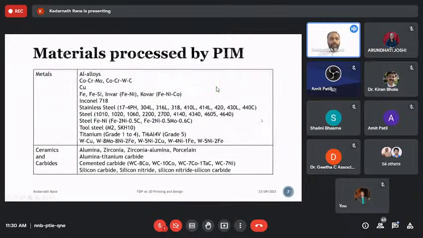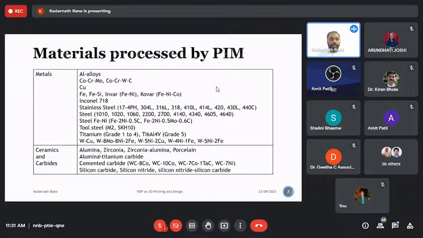Let's see which are the typical materials processed through this technology. In terms of metals, you can see the list is enormous. You can see all kinds of metals which are available in the form of powders, which we can process using metal injection molding or powder injection molding. Even tool steel and high melting point metals are covered in this list. When it comes to ceramics and carbides, again, the list is almost complete here. Whichever ceramic is possible in the form of powders, we can cover it for this process.